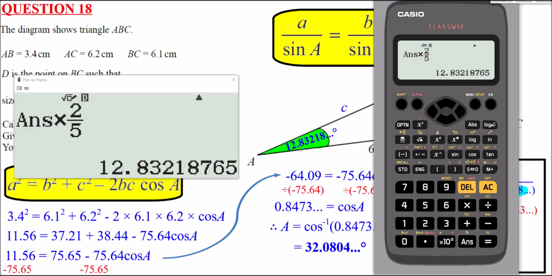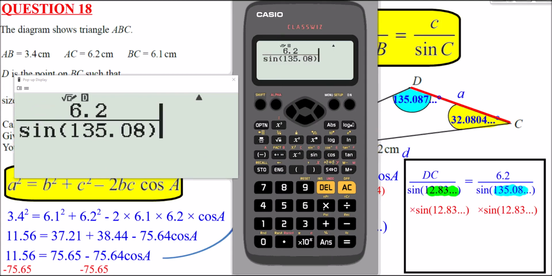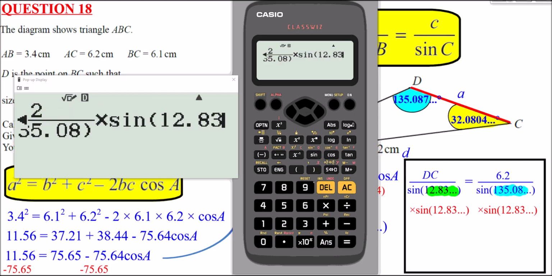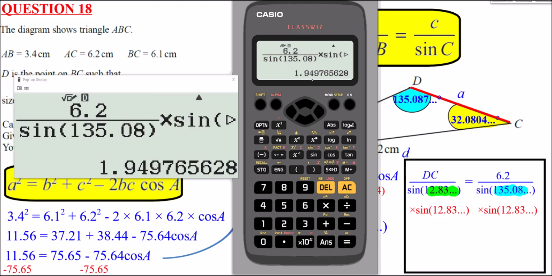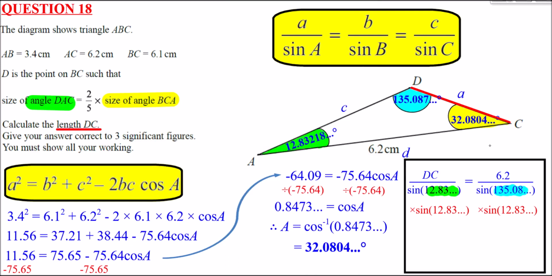So as our final step, we've got 6.2 over sine 135.08 multiplied by sine of 12.83, and so on and so on. And you should get an answer that rounds to 1.95 to 3 significant figures. We need it to 3 significant figures. So this is 1.95 centimeters, like so, and that's our final answer for question 18. Quite a hard question, that, not the most straightforward one.